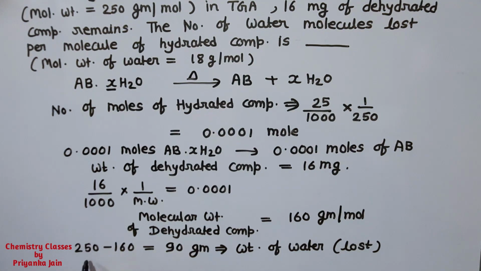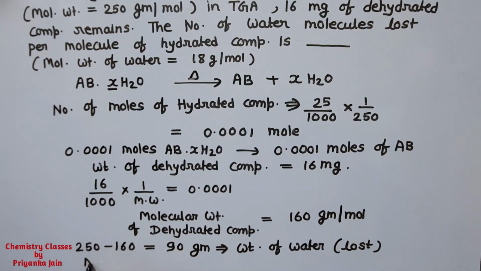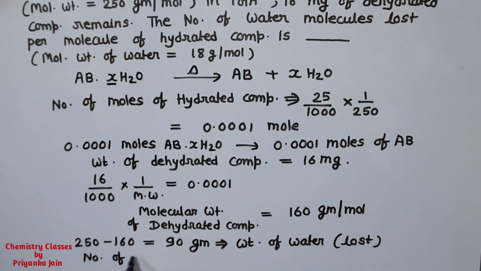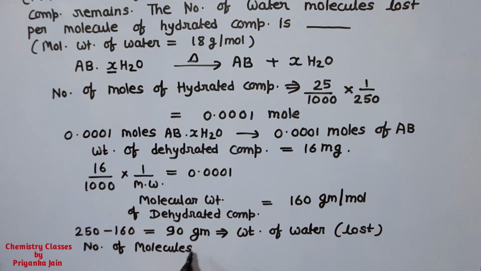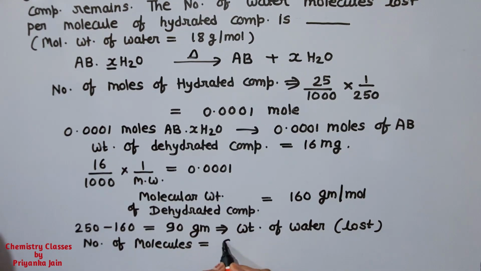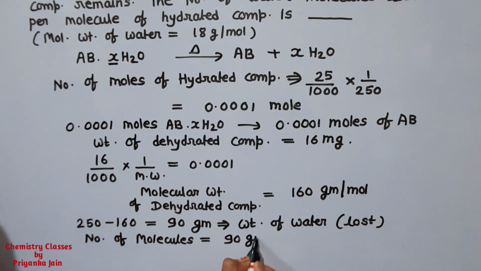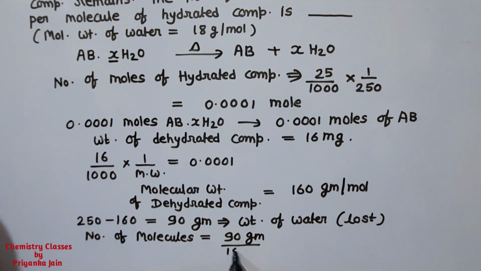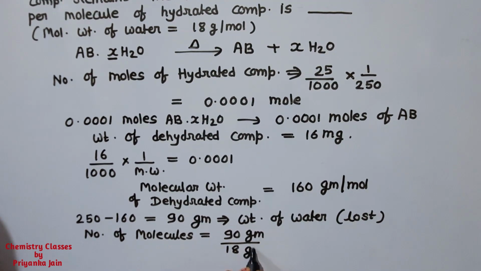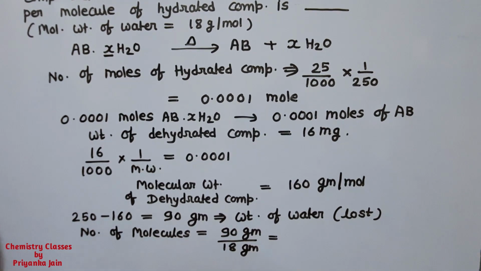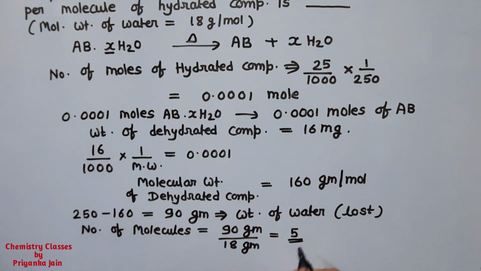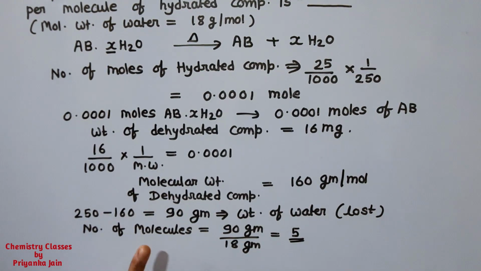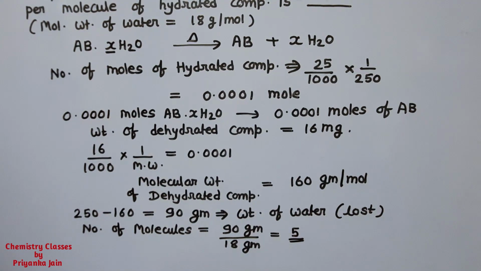We know the trick for it. If we have to find out the number of molecules, what do we have to do? Just divide this 90 grams by its molecular weight, 18. So what are we getting? 5. So this is our answer. It means 5 molecules of water have been lost.